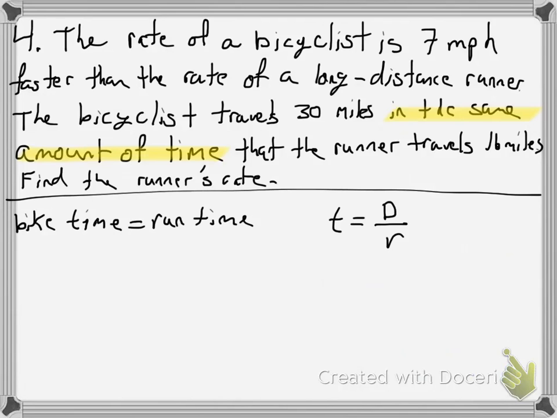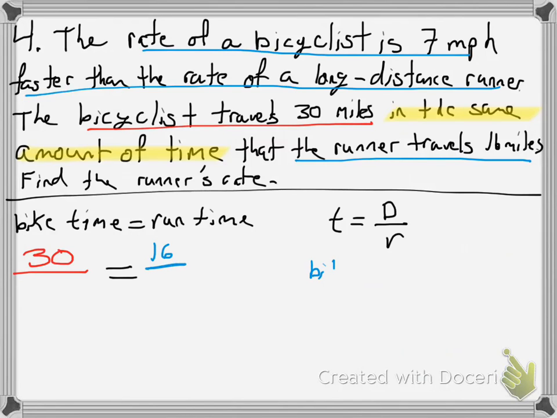So again, we'll use distance equals rate times time. If we solve that for time, it'll be time is equal to distance over the rate. So the distance for the bike is 30 miles, and the distance for the runner is 16. Now, we've got to find the rates, because time is equal to distance over rate.